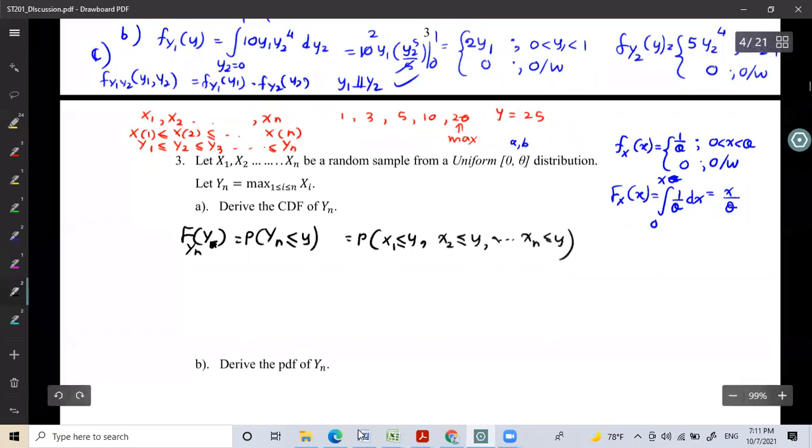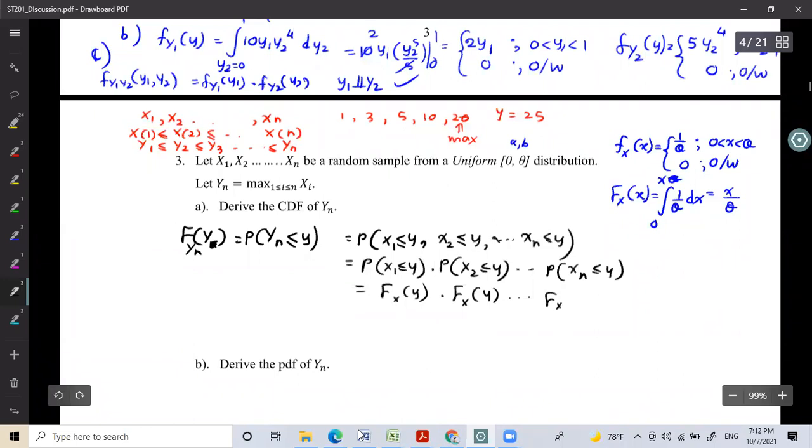And since this is a random sample, you can write this as separate probabilities. Now what will happen? This is the same as the CDF. This is the definition of the CDF. X1, X2, since they are all uniform, they have the same CDF. What is the CDF? The CDF is x over theta. Now instead of x, what we have is y. So x becomes y. y over theta, how many times? n times, right? So this is the CDF of Yn.